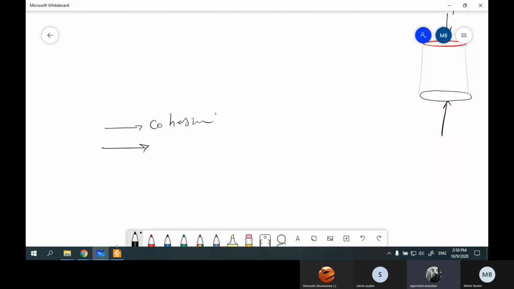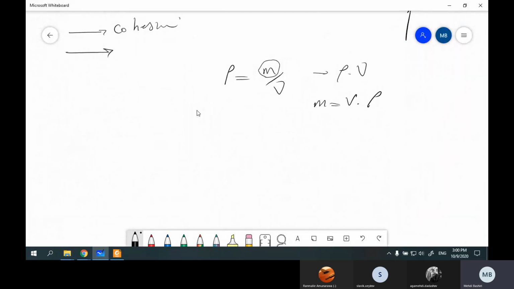Yes. From this equation, rho is equal to m over v. If you want to find the weight, what is weight here is rho dot v. Yes, m is volume dot density. Okay, this is mass. And if you want to find the weight or the force, you have to use gamma, which is equal to weight divided by volume. So the weight is gamma dot v.